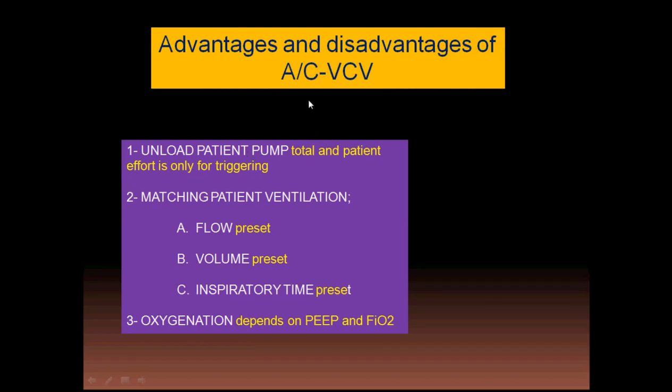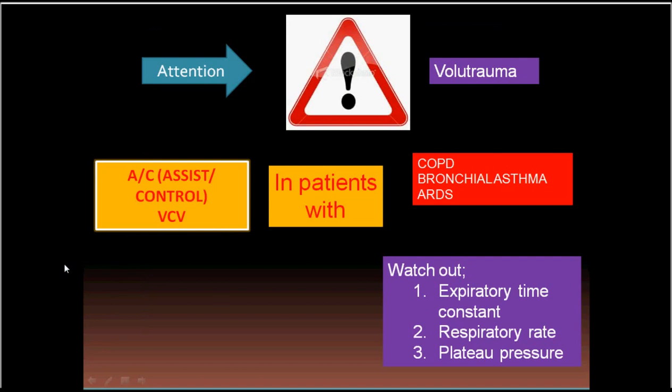So in this case, assist controlled from volume controlled ventilation, this is some sort of unloading, but there is some sort of mismatching of the patient triggers, and the effort is delivered totally by the ventilator. The effort of the patient has nothing to add except triggering. Flow is preset, volume is preset, inspiratory time is preset, and so the problem of mismatching is of high concern.